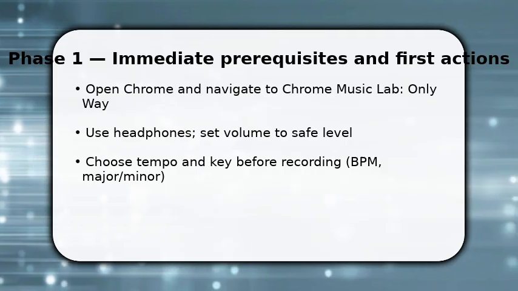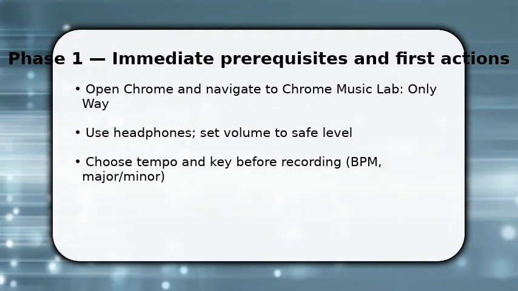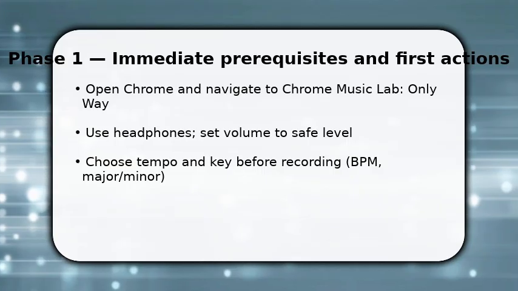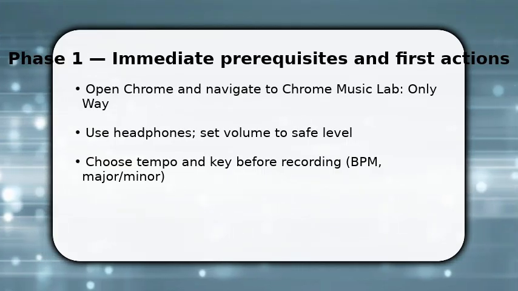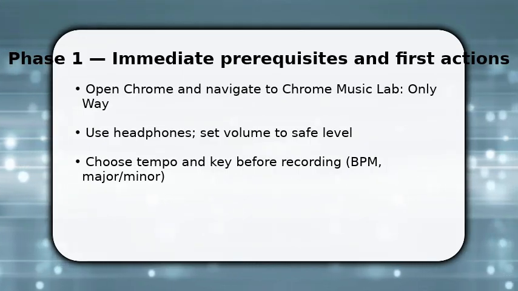Select a tempo and key. Pick a BPM that matches the mood, and decide major versus minor so harmonies fit. Once done, run a quick test phrase to confirm timing and sound. This first pass establishes the palette you will refine as you build the finale.